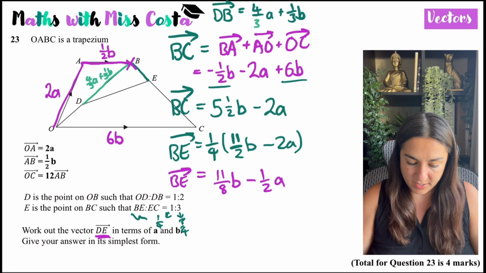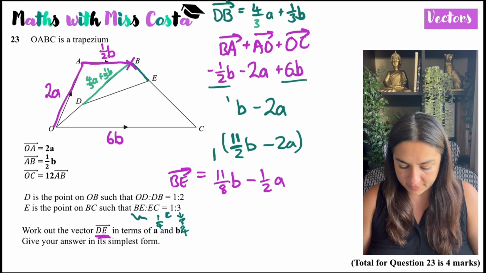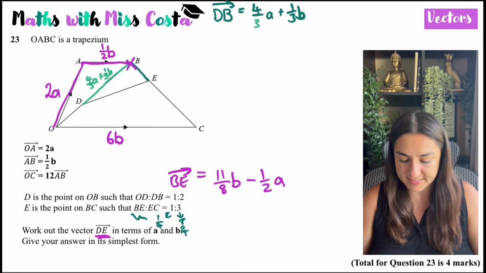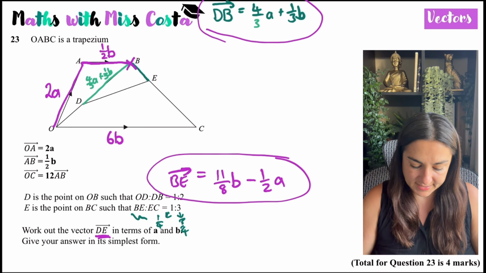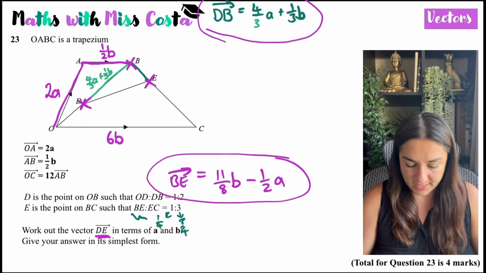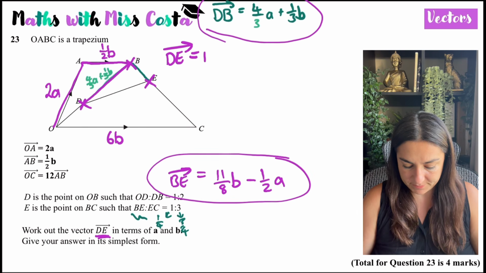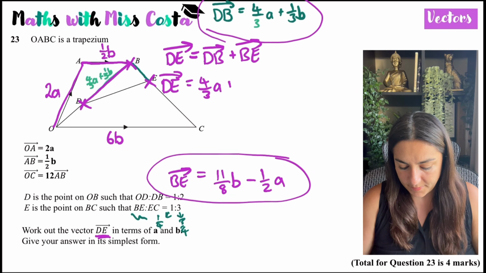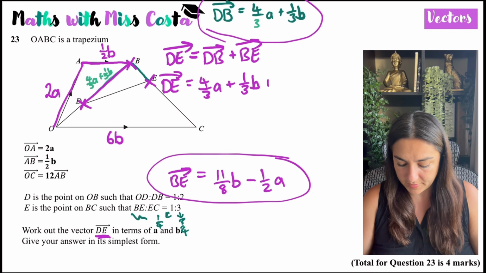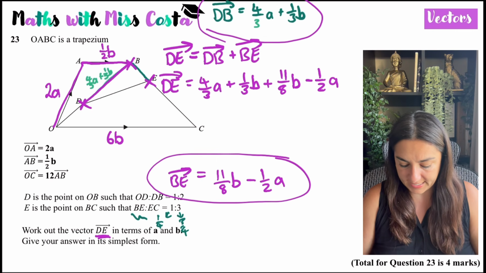And now that I've worked that out, I can bring both parts of my vector together. So I know that DB is this, BE is that. So to get from D to E, I can go along DB. So let's just write that out. So DE is going to be DB plus BE. And that is 4/3 A plus 1/3 B plus 11/8 B minus a half A.